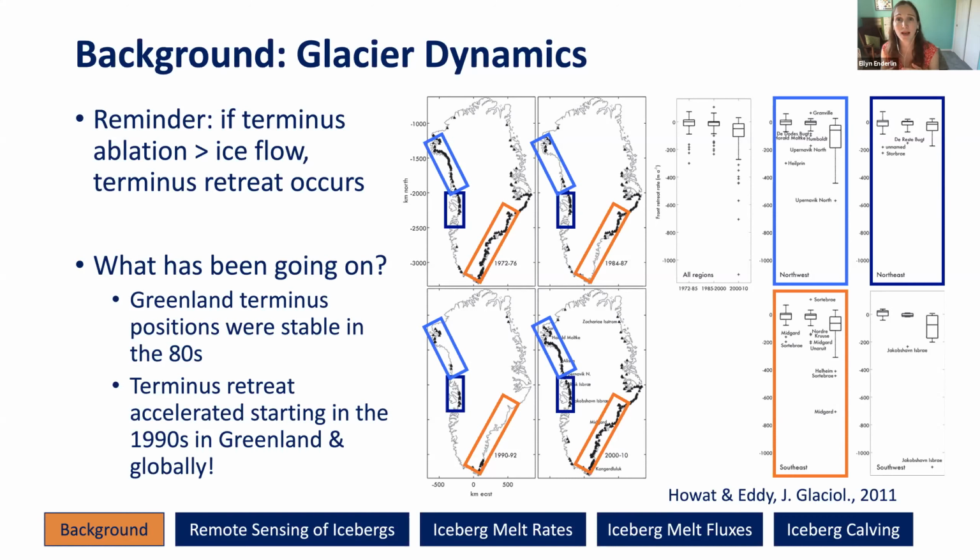And then once we get into the 2000s, you can see all of these start to stretch out. And that's showing you that we have terminus ablation exceeding ice flow in these locations. So the glacier termini started to retreat, and we can see that pretty much globally. All right, the 80s and 90s were pretty stable. We get into the late 90s into the 2000s, the glaciers really started to retreat all over.